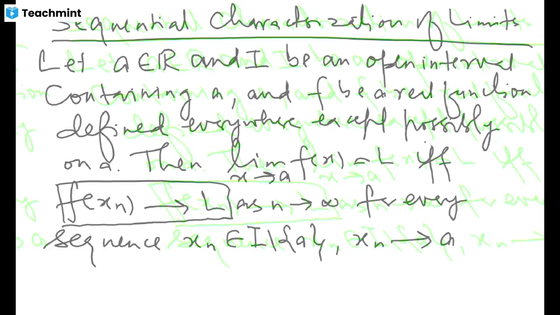And this is the sequential criterion. And we will see with the help of an example how this is useful. There are many other results on the existence of a limit which will be proved by using this sequential criterion, which will very helpfully shorten our proofs if we use this result to establish many other facts about limits of functions. Look at the proof.